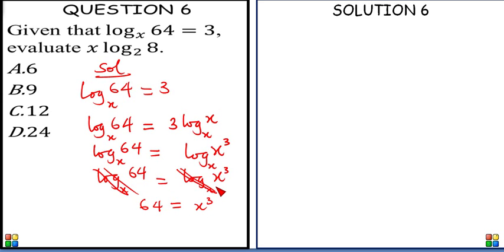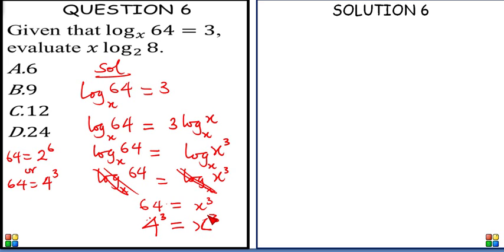64 can be expressed in index form. You can write 64 as 2 raised to power 6, or you write 64 as 4 raised to power 3. Any one you wish to use. Let me choose to use 4 raised to power 3 in this case. So 4 raised to power 3 is equal to x raised to power 3.